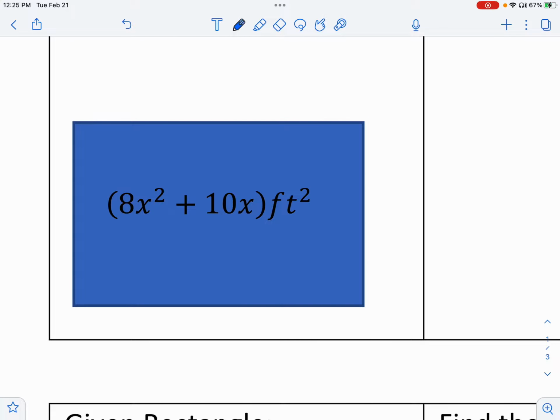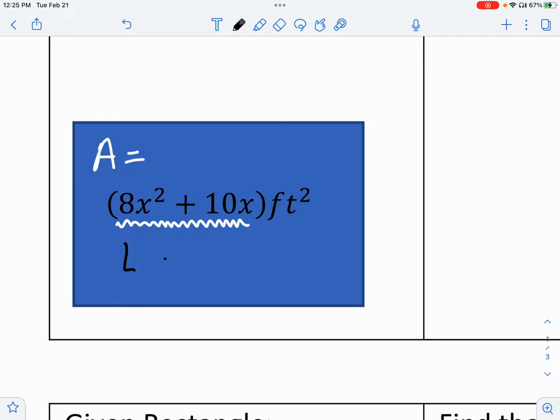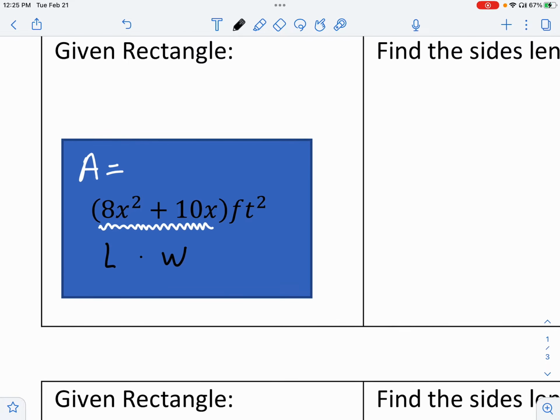I see here that the area of this particular rectangle is written as a polynomial, 8x squared plus 10x. So that means that in here, this must be the length with the width already put together. And everything was in terms of feet. In order to pull apart a length and a width, you need to divide. You need to figure out what two items were multiplied together to get 8x squared plus 10x.